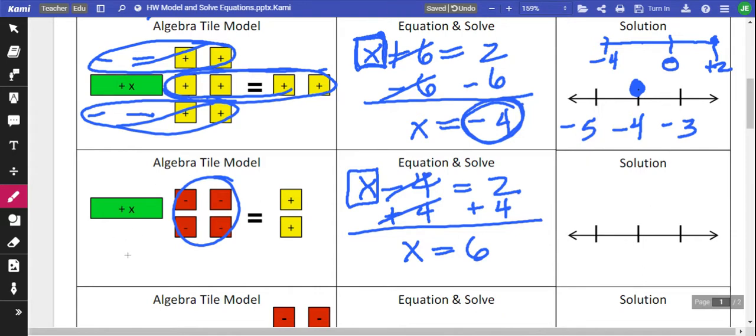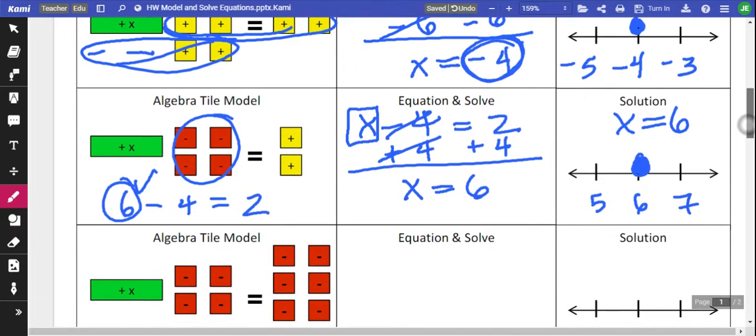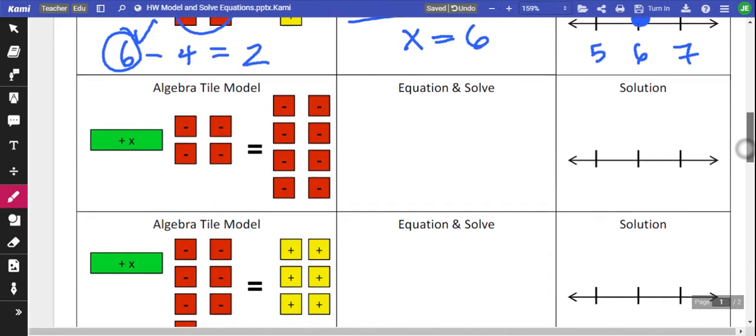And if we check that over here, 6 minus 4 would equal 2. So 6 does make sense. That is a good answer. So x equals 6, 5, 6, 7. These are positive, so we're counting up. And we have a solid circle for our answer.